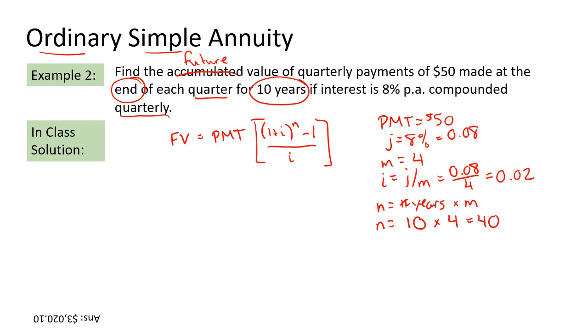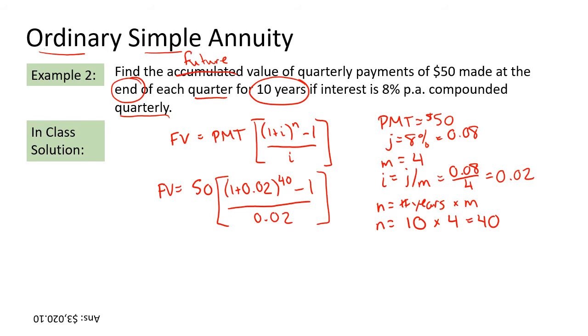Now that we know all of these variables, we can simply substitute each one of them in. So our future value is equal to our payment, 50, times 1 plus our periodic interest rate, 0.02, to the exponent 40, minus 1, divided by our periodic interest rate, 0.02.